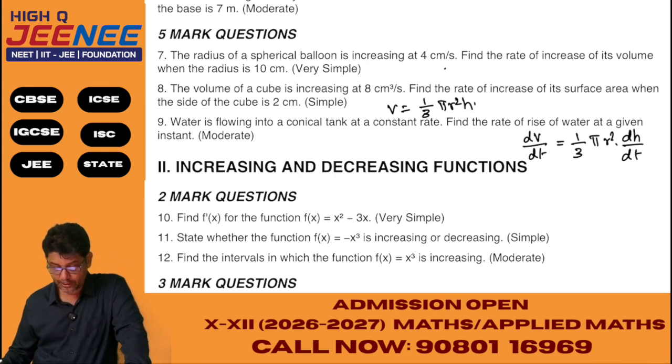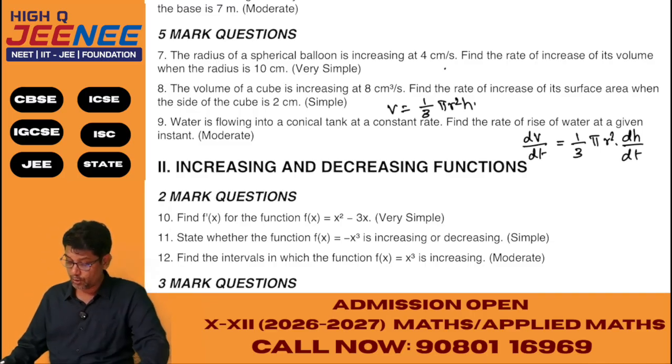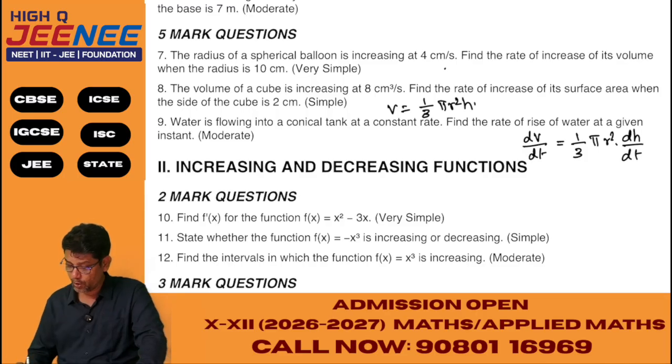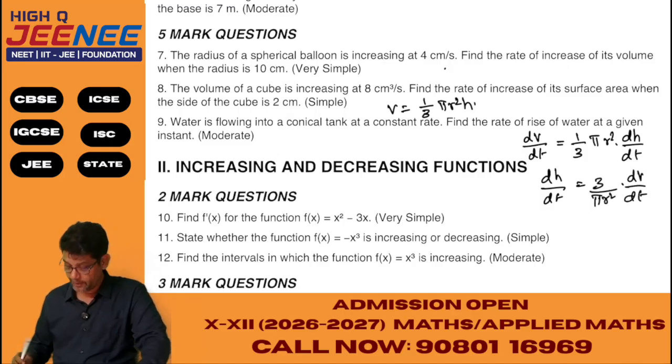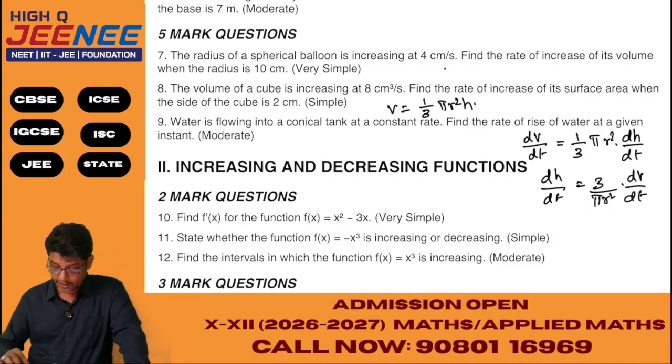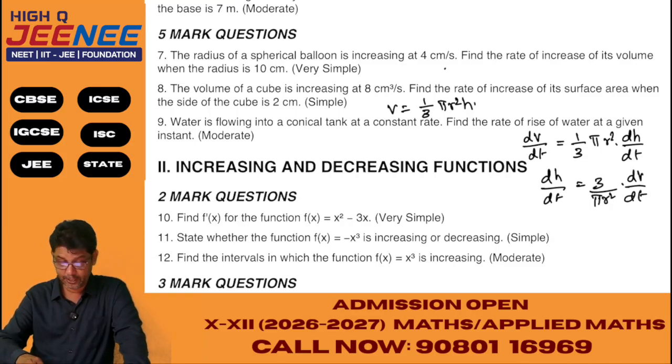Water is flowing into a conical tank at a constant rate. Find the rate of rise of water at a given instant. They ask you to find out what? dh by dt. I think you got it. What is it? 3 by pi r square into dV by dt.